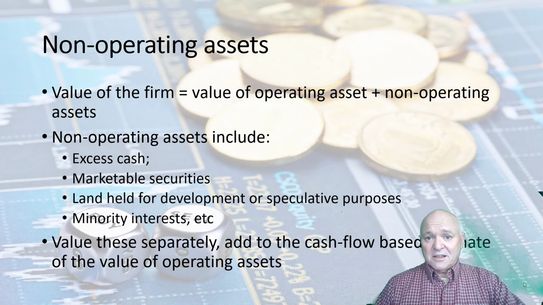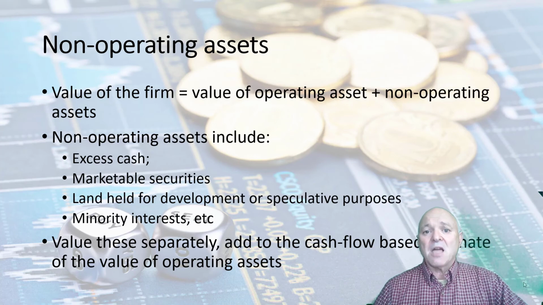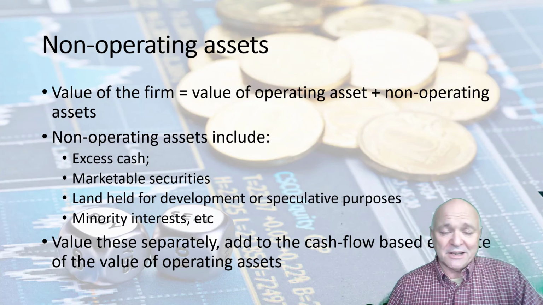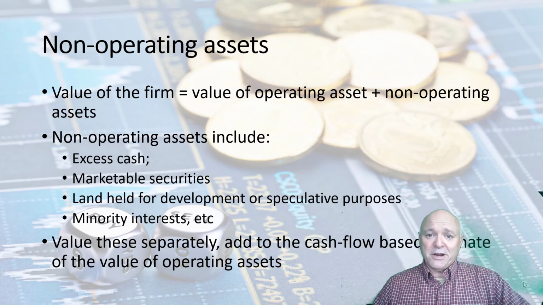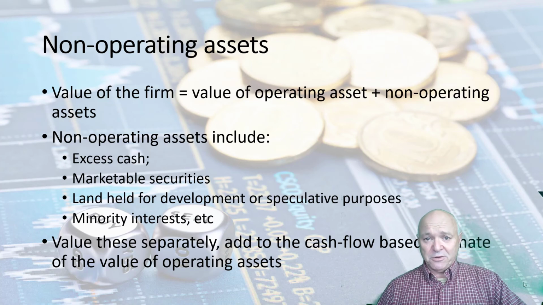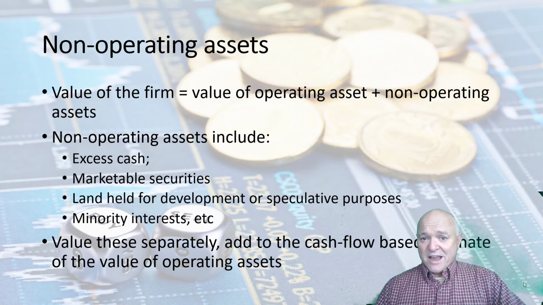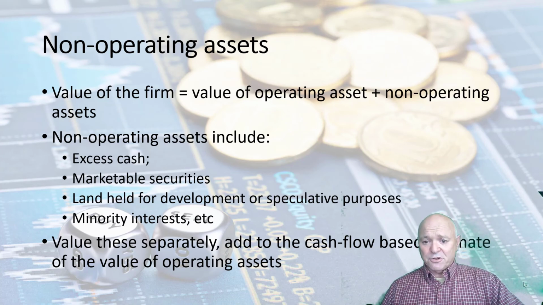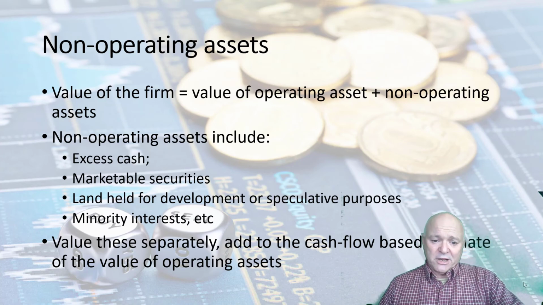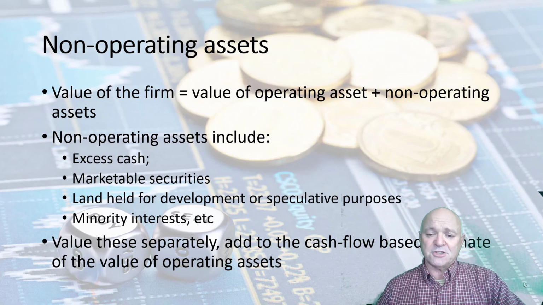Now, don't forget that the value of the firm includes the free cash flow from the operations, but also we have to add onto that, to get the enterprise value, the non-operating assets. And our non-operating assets include things that are really easy to value, like how much cash we have in the firm, marketable securities, and other assets that can be valued independently of the cash flow of the firm. Things like land held for development and minority interests. So we value those separately and add those on to the free cash flow values that we have already calculated.